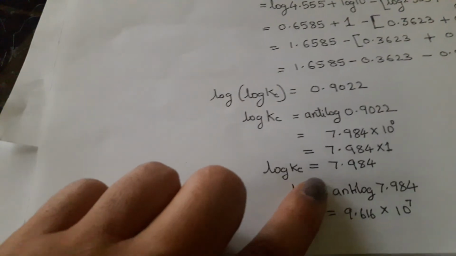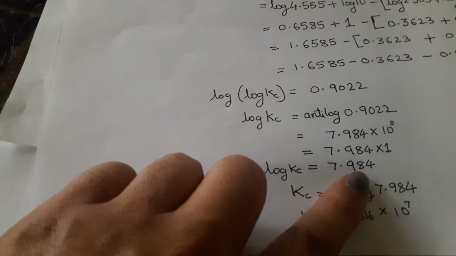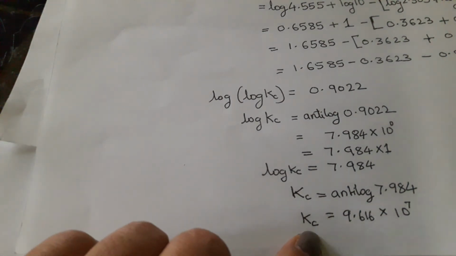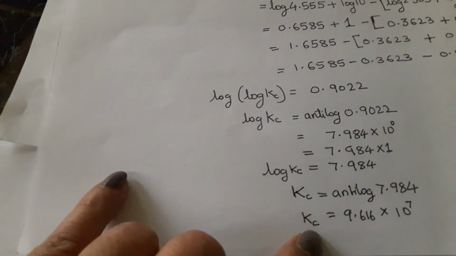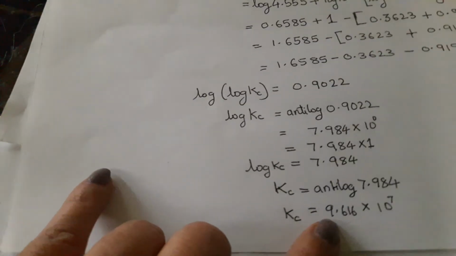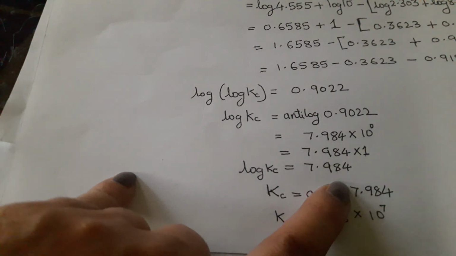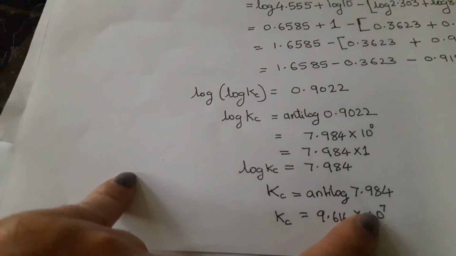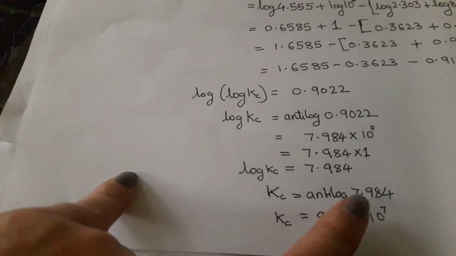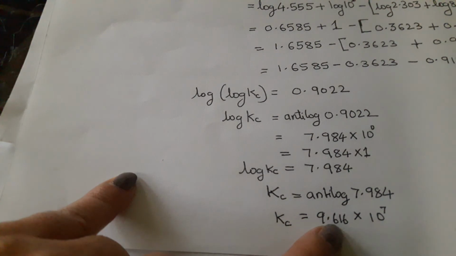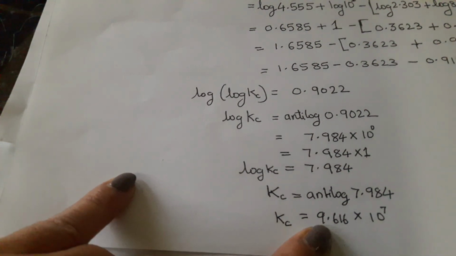We got log of Kc is equal to 7.984. Again we find the antilog to get the value of Kc. The value of Kc is equal to 9.616 into 10 raised to 7, because the characteristic here is 7. In the antilog table, we find the value for 0.98 under 4, which we get as 9616, and after the first number we put the decimal sign in the answer.